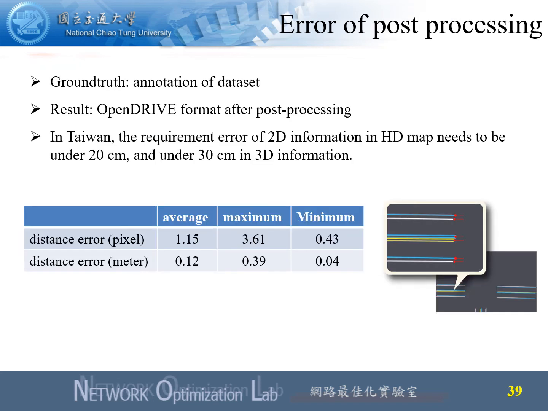Also, we compare the errors between the ground truth and the results after being transformed to OpenDrive format. In Taiwan, the required error of 2D information in an HD map needs to be under 20 centimeters and under 30 centimeters in 3D information.